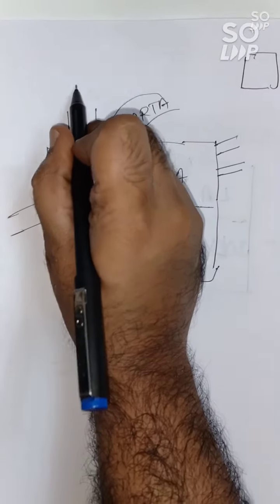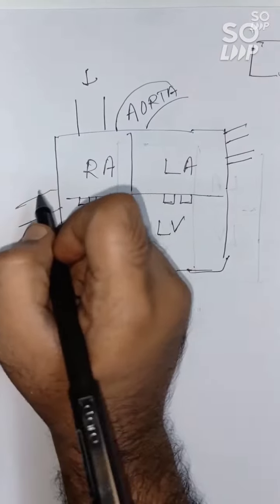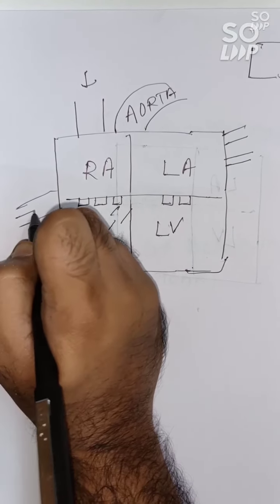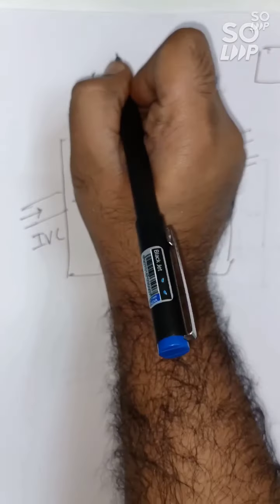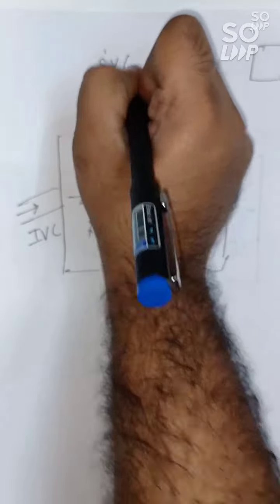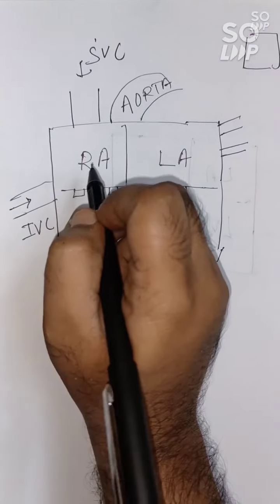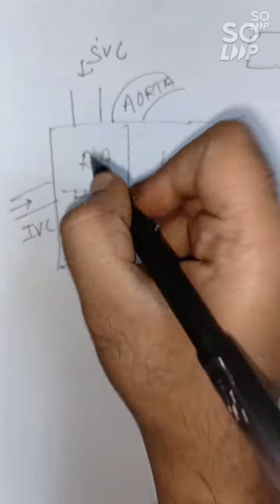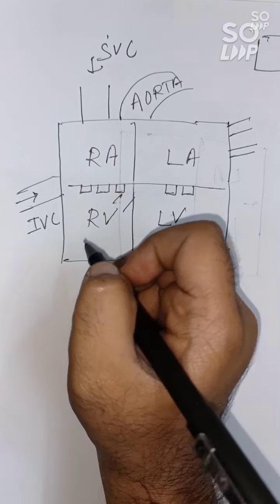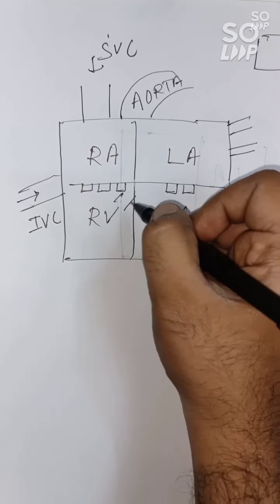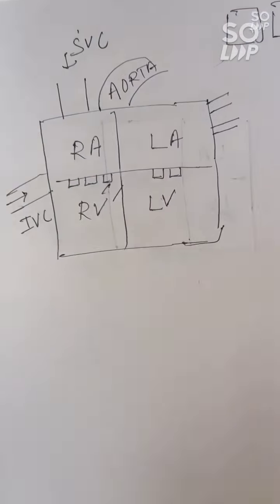Right, the deoxygenated blood from the upper side of the body comes through the superior vena cava, and from the lower side of the body it comes through the inferior vena cava. From here it goes into the right atrium, the deoxygenated blood. From the right atrium through the tricuspid valve it goes into the right ventricle, and from the right ventricle it goes into the pulmonary artery to the lungs for oxygenation.